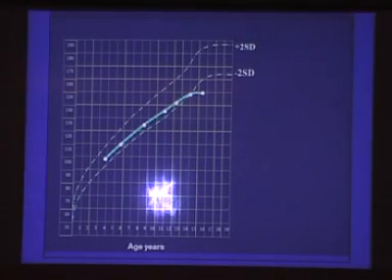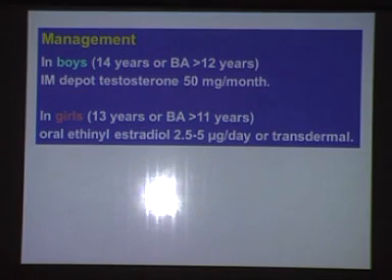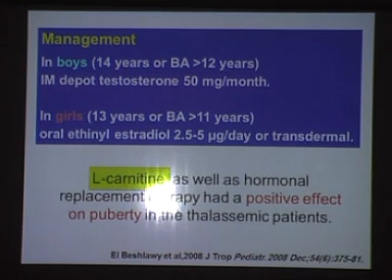This is a typical curve for a delayed puberty with a deceleration at the age of 12 years. The management, as it was said in the previous lecture, is by testosterone in boys and ethinyl estradiol in girls. And it was found by Professor Bishulabi that it may have a positive effect on puberty.